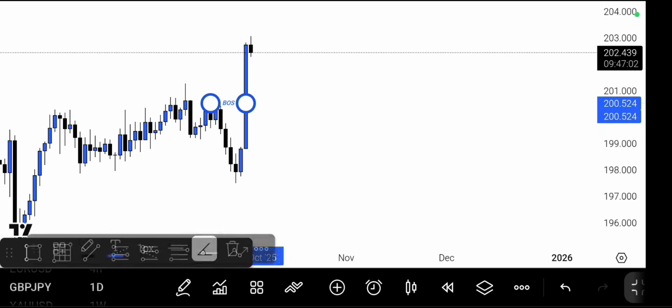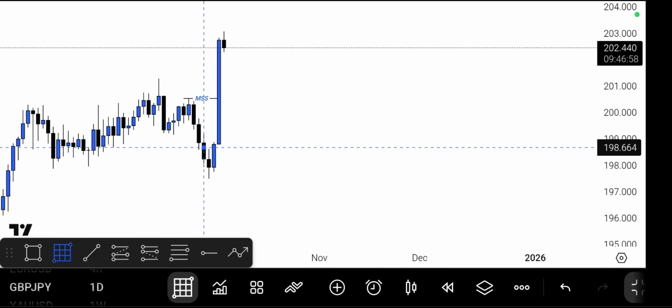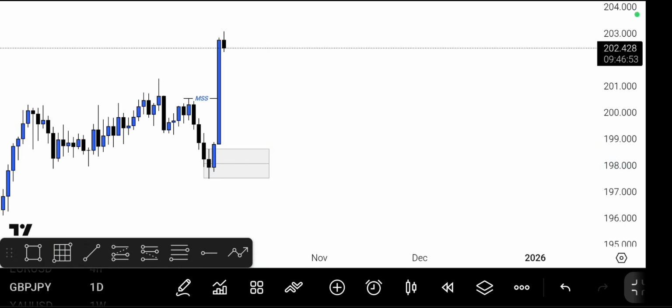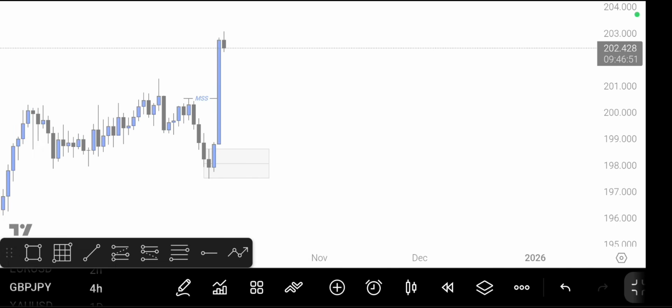So after mapping out the market structure shift, we locate the cause of it. So this is the order block, but this is very much far away. But we are done with the daily time frame. So head straight to the 4-hour time frame.